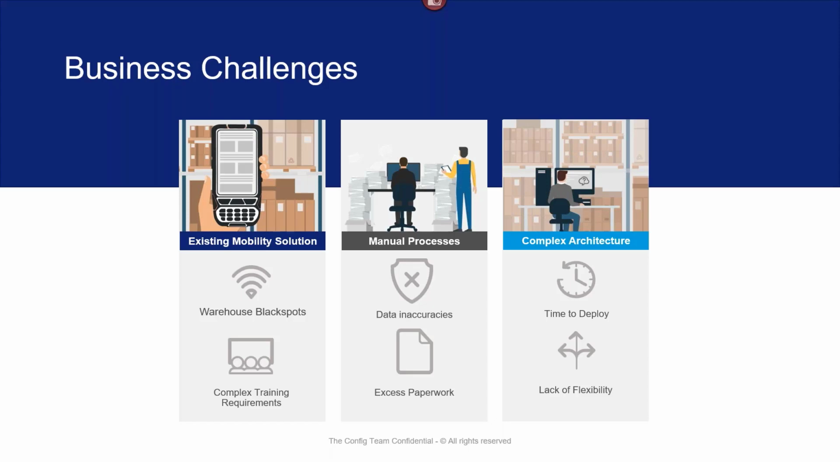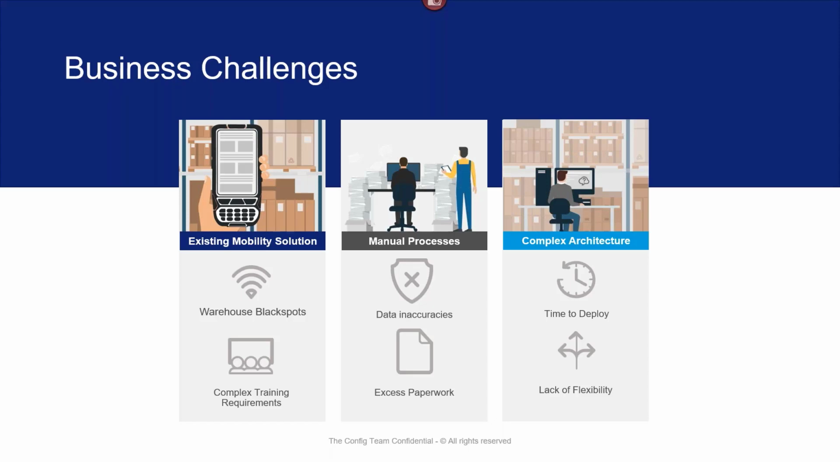We still see an awful amount of paper within the supply chain, or manual systems such as Excel being used. All these lead to things like data inaccuracies and excess paperwork. So errors can result from this, but it can also affect productivity.